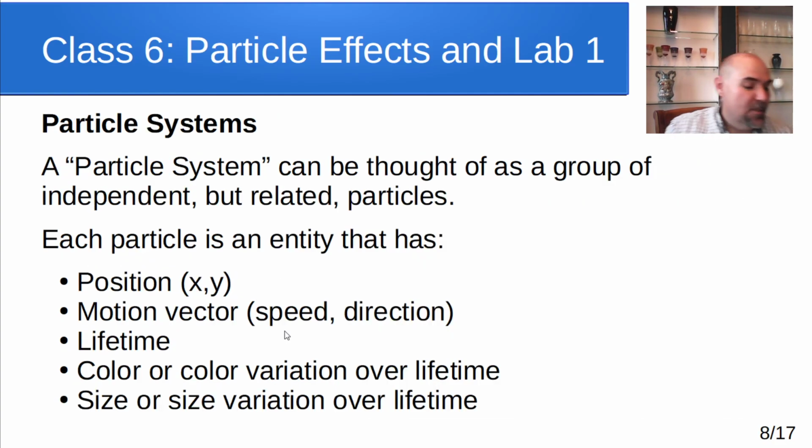All right, so to start off here, let's talk about the concept of a particle system. A particle system can be thought of as a group of independent but related particles. Every particle has some position. If you're in a 2D game world, it'll have an X and a Y. If it's 3D, you'd have X, Y, and Z. But it also has a motion vector. In other words, how is it traveling? Where is it heading to, and at what speed is it heading there?